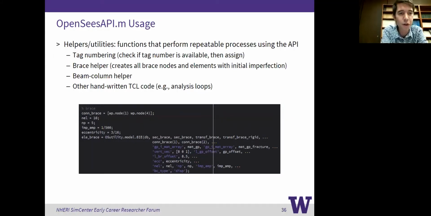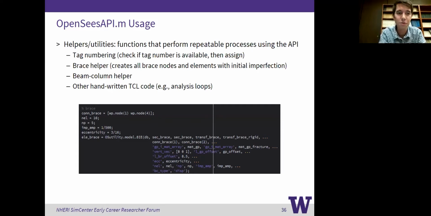So the other component of this is helpers and utilities. You can have these additional functions that perform repeatable processes in the OpenSees API. One of those would be tag numbering, so we can check if a tag is available and then assign it if it is.